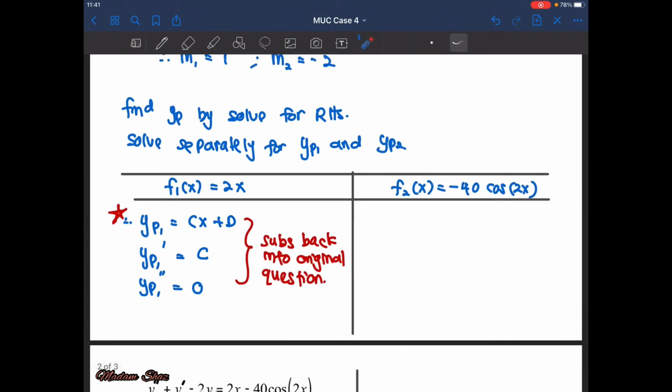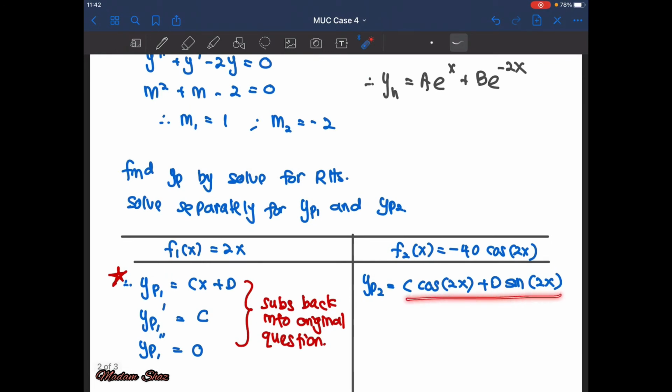So now continue to find the solution for the YP2 for the f2x equal to negative 40 cos 2x. You have to write your solution for the YP2 according to case 3. So this one will become c cos 2x plus d sin 2x. From YP2 here, you have to compare to the solution for the YH that you have obtained before this. By comparing YH and YP2, there is no equal term because YH is in terms of exponential and YP2 in terms of trigonometric function. So that means YP2 is suitable for the next step. So make it a star here.